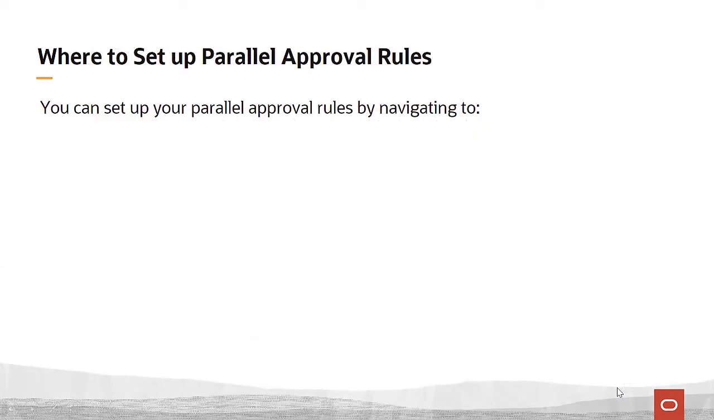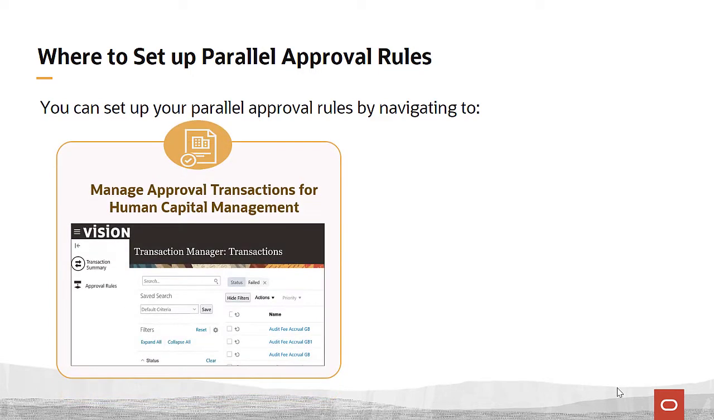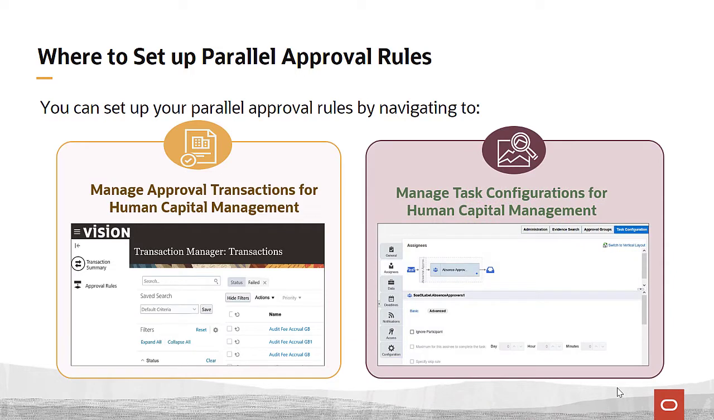Let's take a look at where you can set up rules to notify parallel participants in the Setup and Maintenance work area. You can use the Manage Approval of Transactions for Human Capital Management task. In the Approval Rules tab, you can access a task and begin updating the rules for the participant type. You can also use the Manage Task Configurations for Human Capital Management task. Navigate to the Assignee tab on the BPM work list to configure the rules.